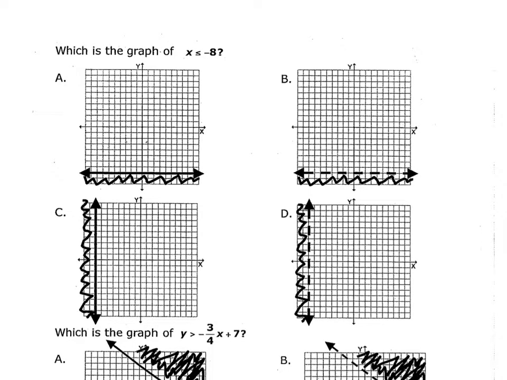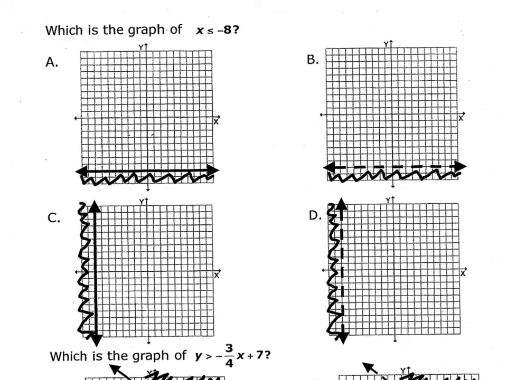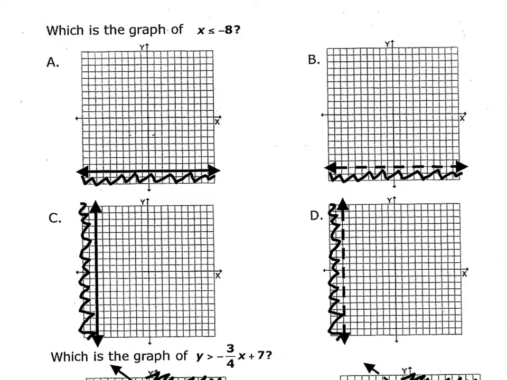On your test, there are going to be a few where it gives you a graph, and you need to decide which one fits the inequality. On our inequality up here, we have x is less than or equal to negative 8. You need to remember several things. When x equals a number, you're always going to have a vertical line. Since this one has a less than or equal to, it's going to be a solid line, just like this line right here.